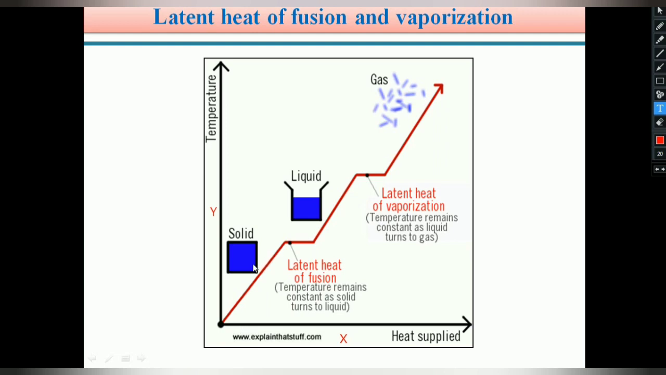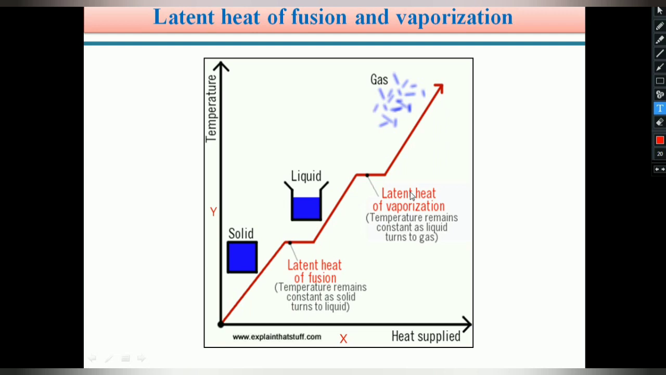Here 1 mole of a solid is converted into liquid. That is nothing but latent heat of fusion or enthalpy of fusion. So it is clearly mentioned. Similarly, this conversion of 1 mole of liquid into gaseous state is known as latent heat of vaporization.